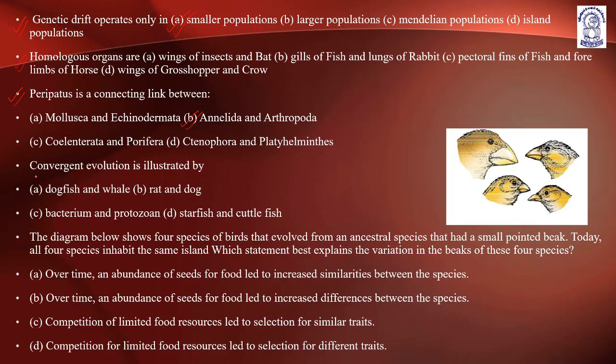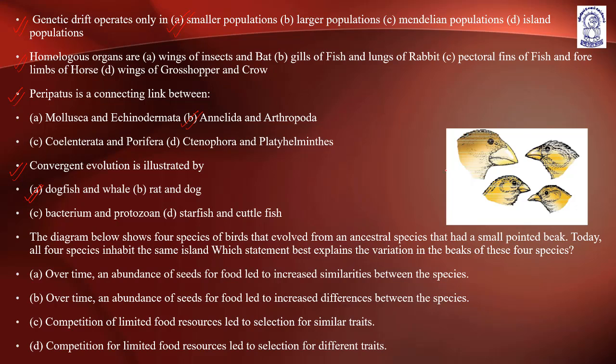Next, convergent evolution. Convergent evolution is illustrated by dogfish and whale, rat and dog, bacterium and protozoan, starfish and cuttlefish. In the examples I have given, convergent evolution shares different ancestry, but the same function. And the right option will be dogfish and whale, they perform the same function. So their functions are the same, and that is why they are part of convergent evolution.